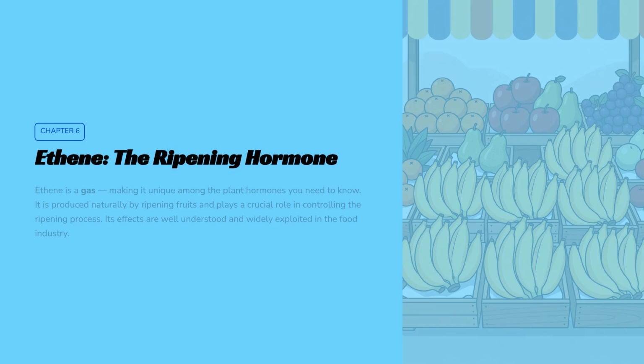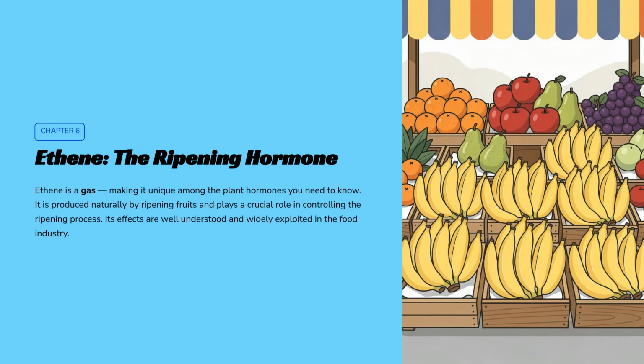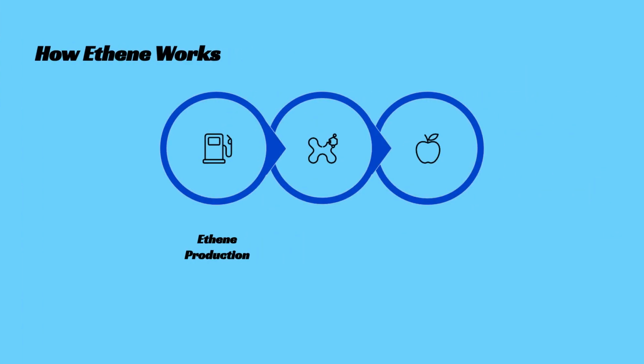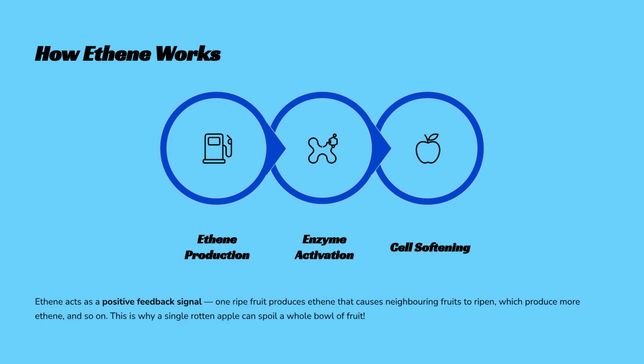Chapter 6 introduces ethene, the unique gas hormone. Ethene is naturally produced by ripening fruits and is critical in controlling the ripening process. Its gas form makes its effects easily spreadable and exploitable in the food industry. Ethene works through a positive feedback loop. One ripe fruit produces ethene, activating enzymes, causing cell softening in neighboring fruits. This leads to more ethene production and further ripening, which is why fruit can spoil so quickly.